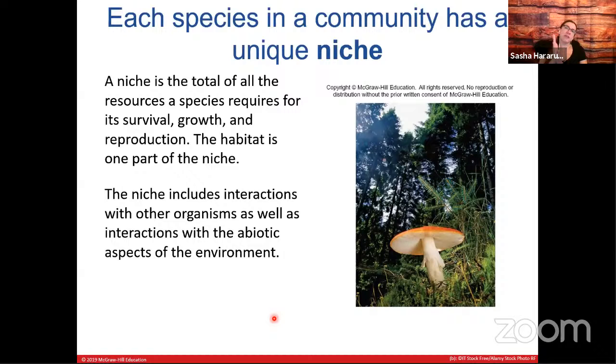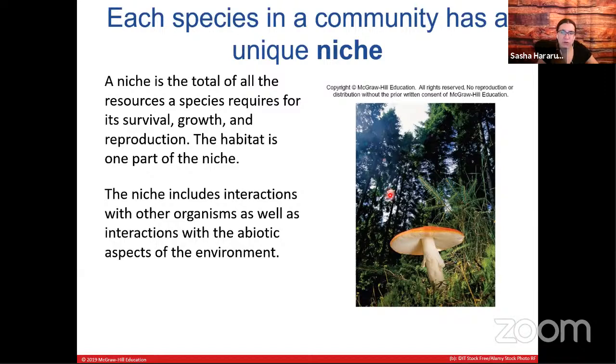So each species in a community has a unique niche, and niche is the total of all the resources a species requires for its survival, growth, and reproduction. The habitat is one part of the niche. So the niche again is not only the physical space where a species lives, but also all the nutrients and all other resources that a species needs for survival. And habitat is only one part of that.